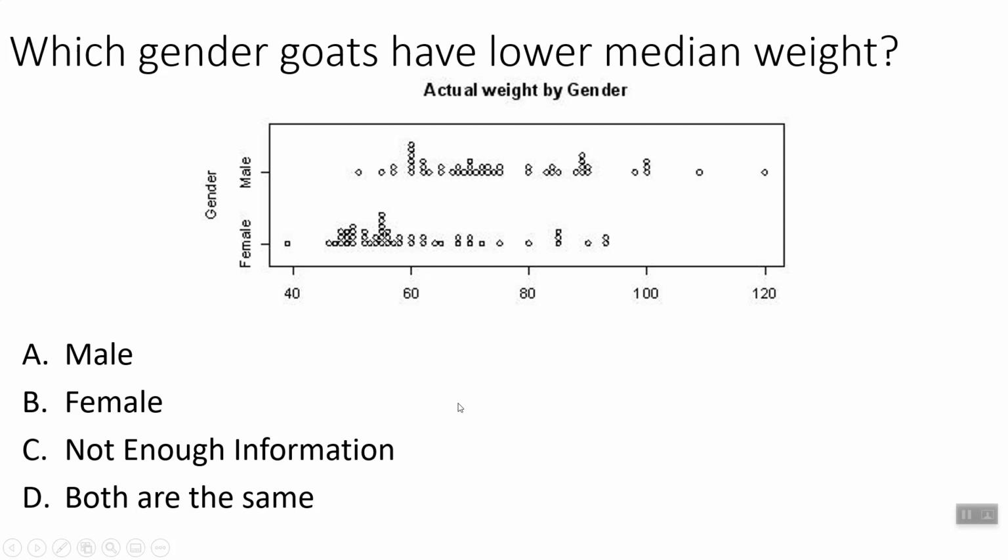All right, so here's a dot plot question. Which gender goats have lower median weight? So we've got a dot plot up here for our male goats. We've got a dot plot down here for our female goats. And these are measuring weights for our scale here. So which one do you think is going to have the lower median?